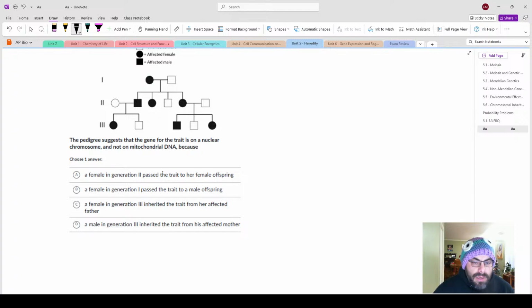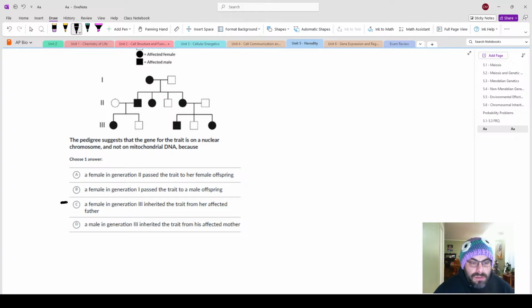Does a female in generation 2 pass the trait to her female offspring? No. I don't think it matters. That's an interesting question. A female in generation 1 passed the trait to her male offspring. She did that too. A female in generation 1 inherited the trait from her affected father.